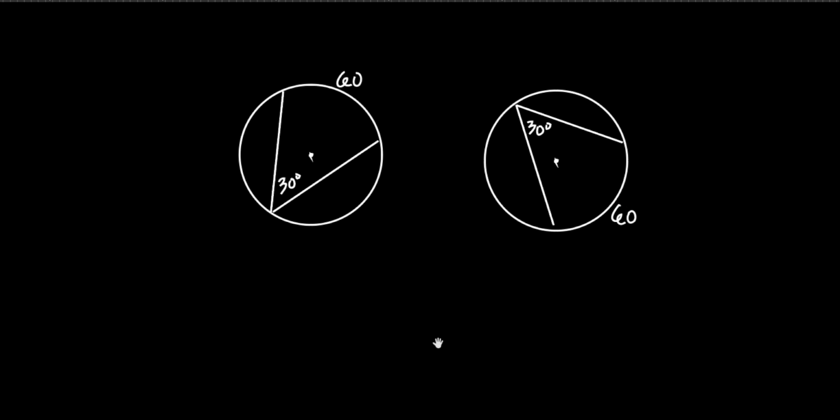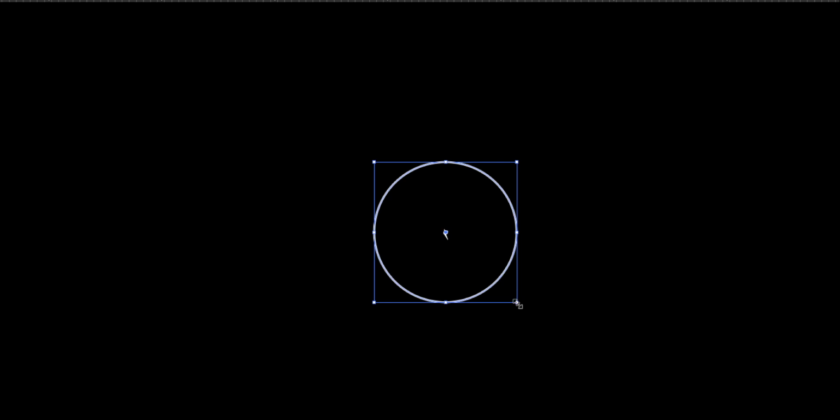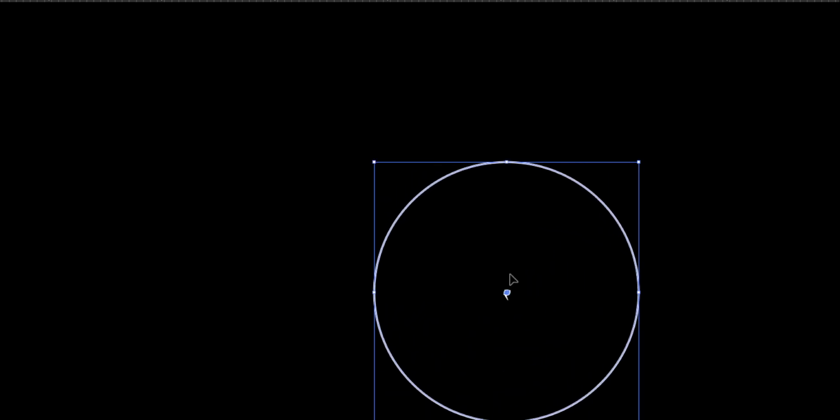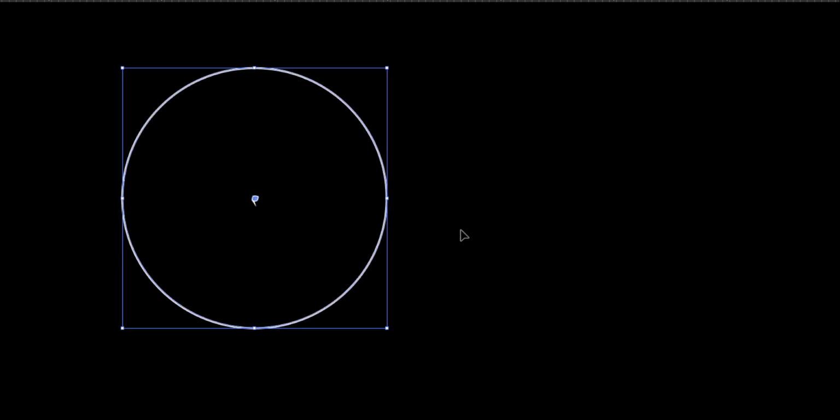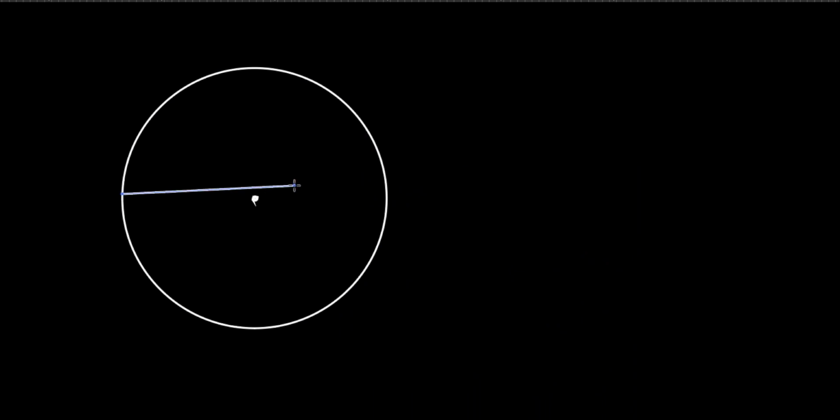Now, this next thing I think is pretty cool. I think this is one of the most interesting things about this whole circle thing. What I'm going to do is draw a semicircle. All right, so that means I'm going to draw a diameter. Okay, watch this. I think this is really interesting.